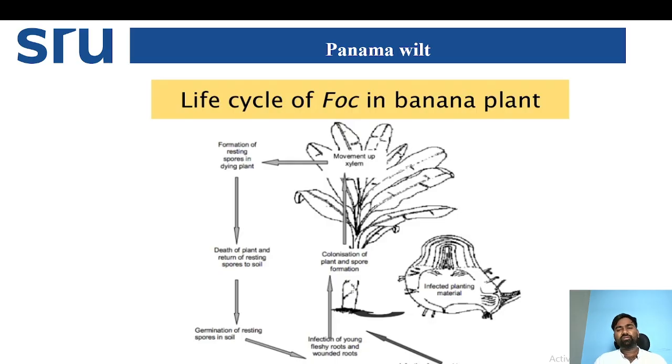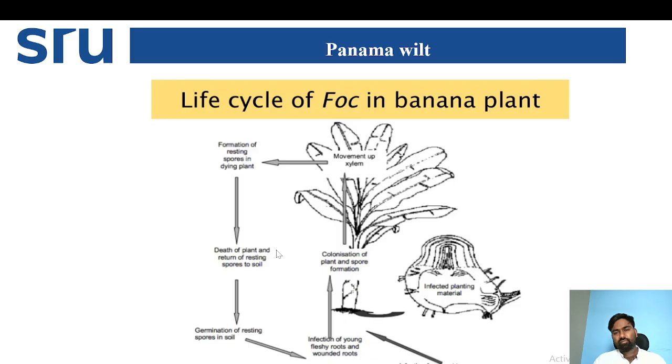Here we can see the life cycle of Fusarium oxysporum f. sp. cubense. Mainly the pathogen will survive in the infected planting material or banana sucker. This banana sucker infected by Panama wilt acts as a major carrier of infection. When the farmers use infected suckers for planting, there is development of the disease. There is movement of the pathogen from the root zone to the top portion of the leaf through xylem tissue, then formation of resting spores and complete drying and wilting of the plant. Then complete death of the plant will occur and the fungus will return to resting spores.